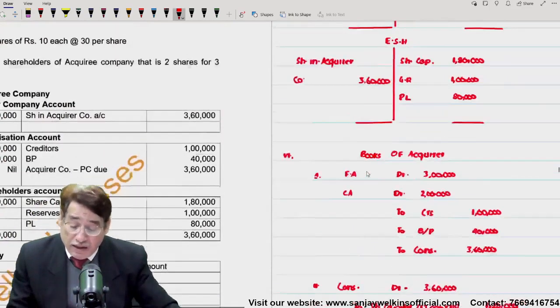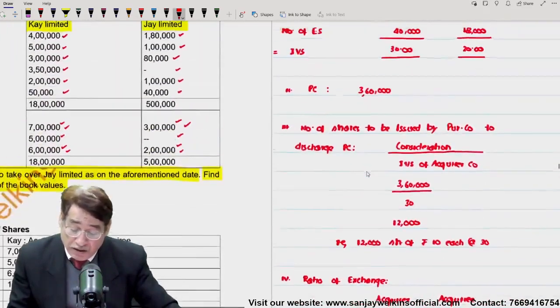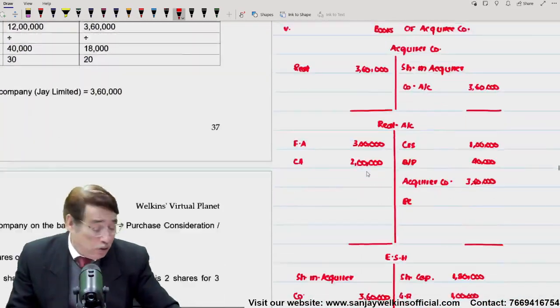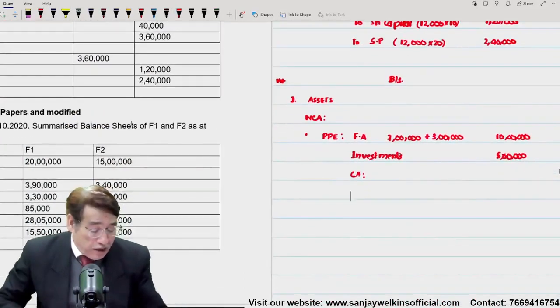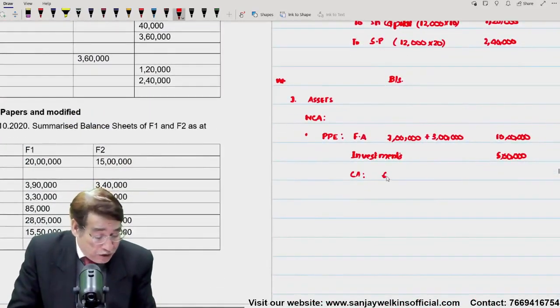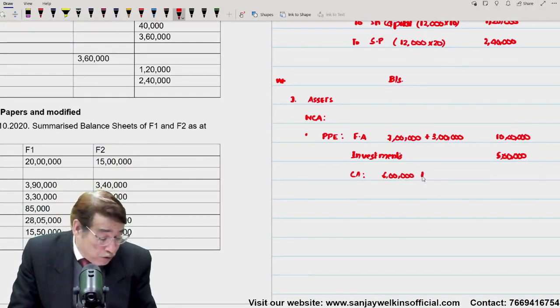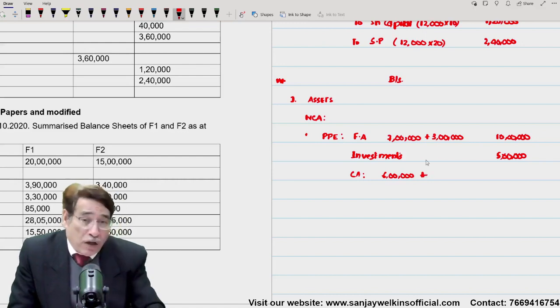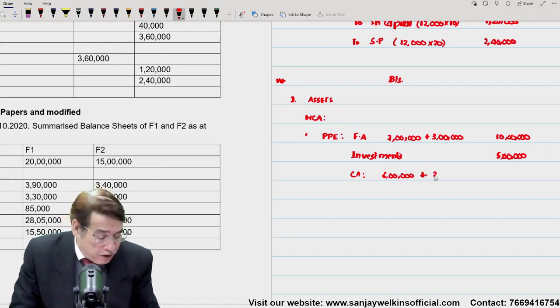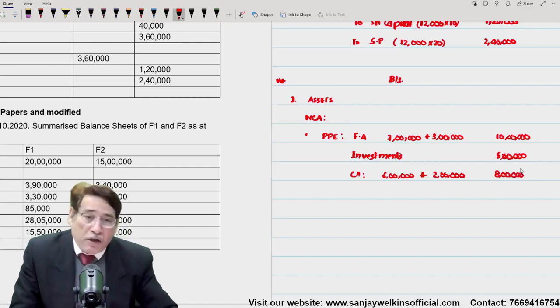As far as current assets are concerned, pay attention. Current asset, you will see here 6 lakh plus 2 lakh. So first of all, I will write the amount of 6 lakh, which is appearing in the column of acquirer company as per the balance sheet. At what value should I add current asset? I will look into the entry. Actually, in the entry, I have written 2 lakh only. So I will simply write here 2 lakh, 8 lakhs. Is it clear to you?